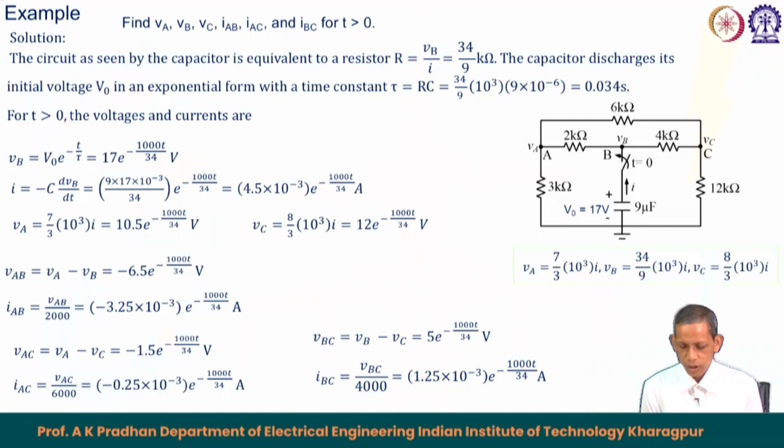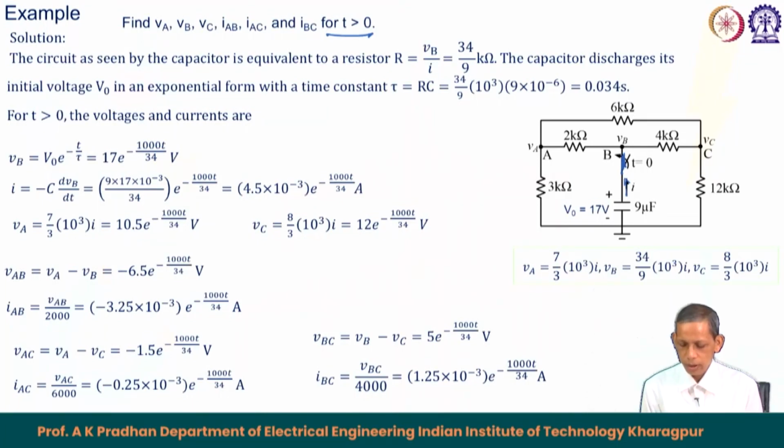For t greater than 0 we would like to find the corresponding currents and voltages. The circuit will be closed like this after t equals 0. So, this is the circuit situation for t greater than 0, the circuit as seen from the capacitor. The current I is injected, and the rest of the circuit is resistive.